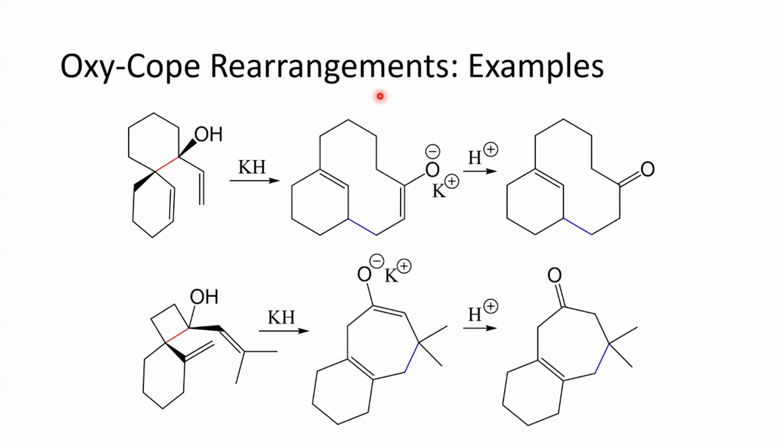If we work this up with acid, once again we have a situation where keto-enol tautomerism is going to be a factor, and we wind up with this ketone product shown here. Second example shown down here. Once more, we're going to add our potassium hydride, create our potassium alkoxide. This time, we even have some ring strain in here that is going to drive the rearrangement forwards. We break our red bond, form our blue bond over here, shift our double bonds across. Once again, keto-enol tautomerism is possible, and we're going to wind up with this ketone product over here.